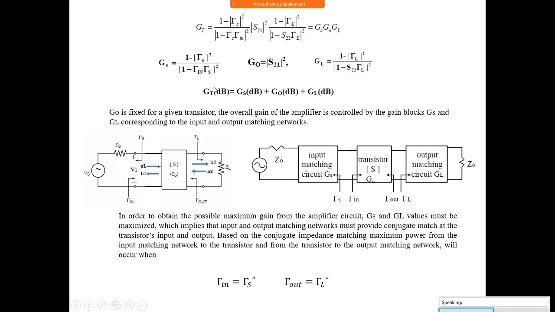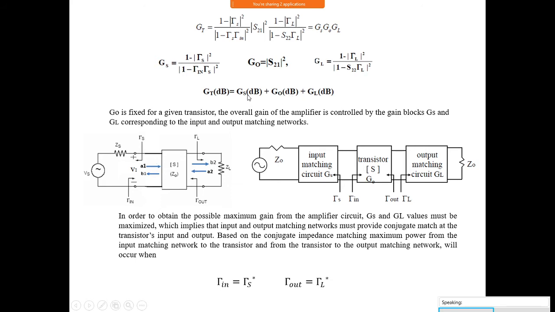Before that, as I said in the previous class, see GS and GL, as I said, for example, GT: I wanted 20 dB. This G naught we are getting is 12 dB. From the transistor we are getting G naught equal to 12 dB.